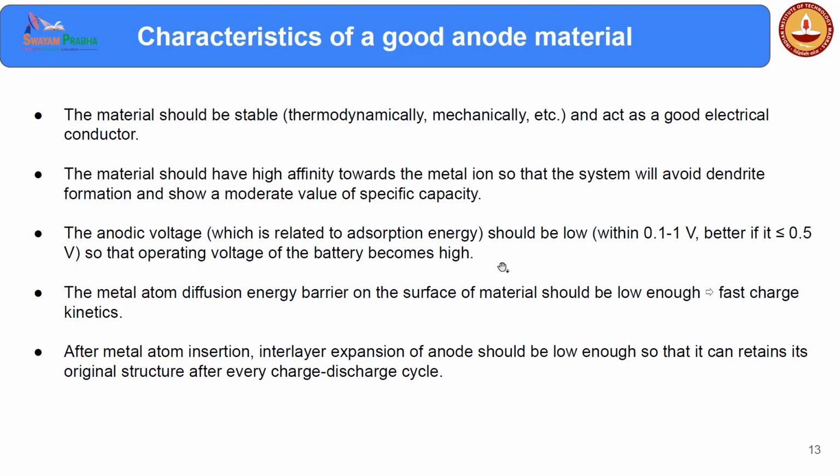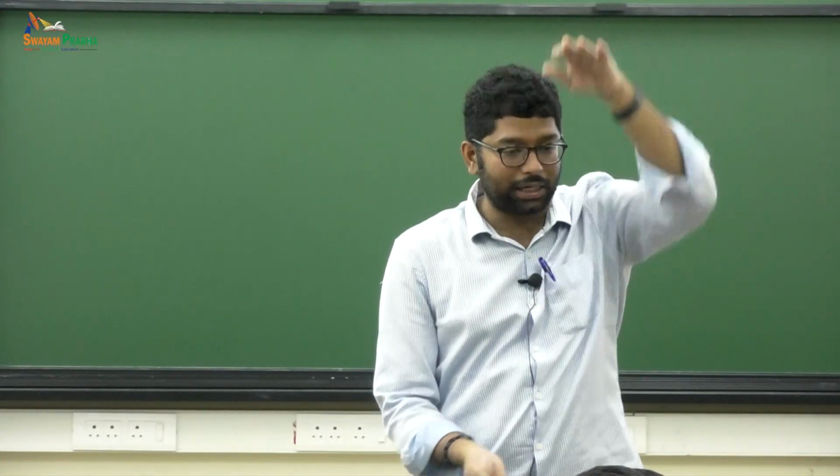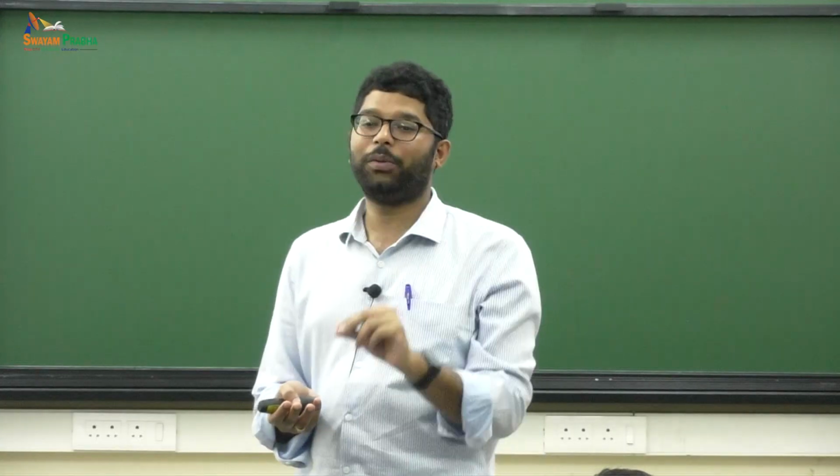Finally, after metal atom insertion, interlayer expansion of the anode should be low enough so that it can retain its original structure. You don't want your mobile phones to bulge whenever you are charging, and when you are discharging, they should not be shrinking, right?